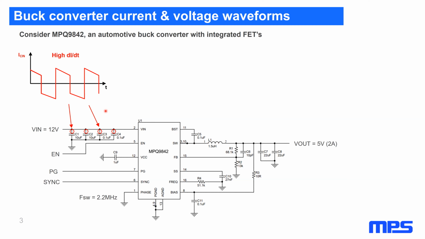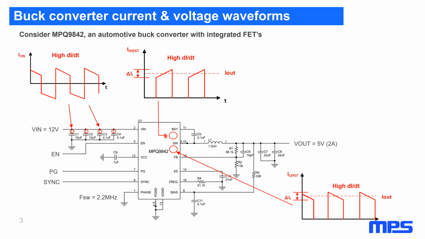And the ones that will react the fastest to these quick transitions are usually the ceramic caps, just because they have very low ESL, very low inductance, and they're the ones who will provide this initial very fast response for the current.